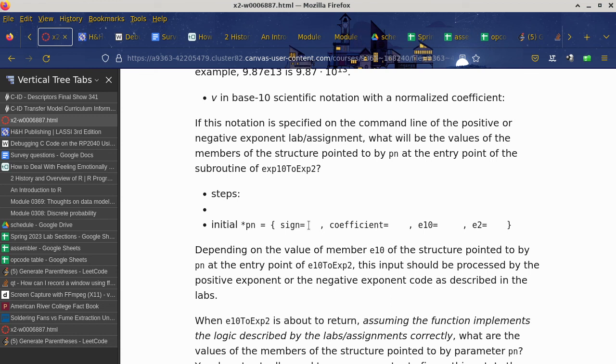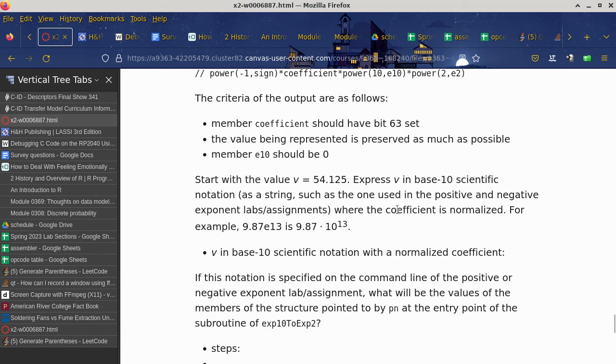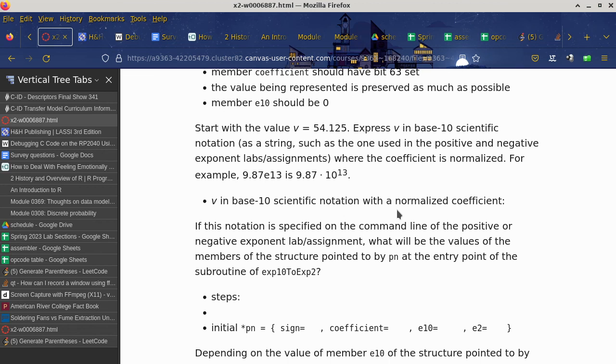What about the coefficient? This is going to be the tricky part because the coefficient has a type of unsigned. In fact it is uint64_t. So what would be the value of the coefficient? So it would have to be 54125. That is correct. It's 54,125. Okay, very good. That's exactly what it's supposed to be.